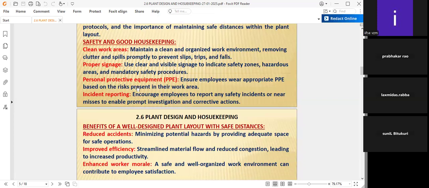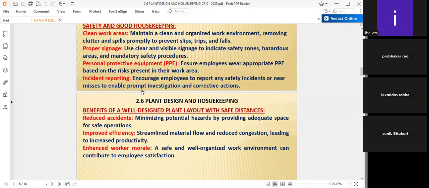Personal protective equipment is most important. Ensure employees wear appropriate PPE based on the risks present in their work. Already we have done hazard identification and risk assessment during the construction stage, the process stage, and the product preparation stage. On that basis, controls are suggested. As per the controls and the suggested PPE, ensure that employees wear all the PPE to avoid the risk already explained in the hazard identification, risk assessment, and job study.